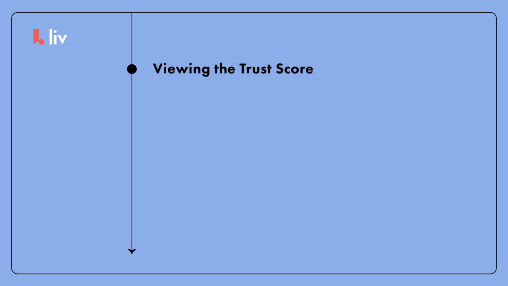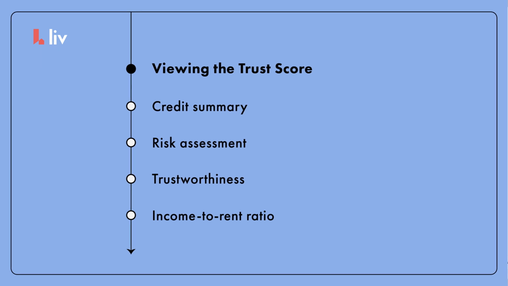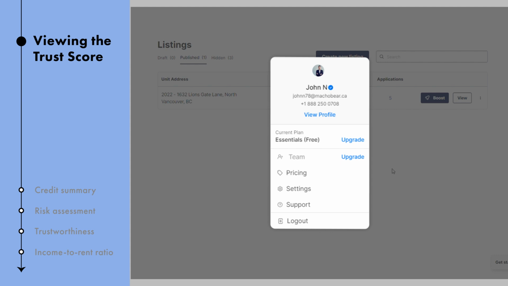We'll start by showing you how to view a prospective tenant's trust score. Then we'll go step by step through each individual section to give you a better idea of how we calculate the score. In order to view a renter's trust score, you first need to make sure you have an ID-verified landlord account. You don't need to have a liv.rent listing to unlock the trust score, but you will go through a different process if you're screening a tenant from outside the liv.rent platform.